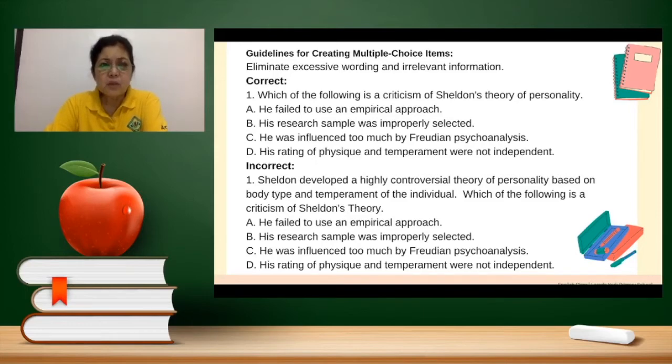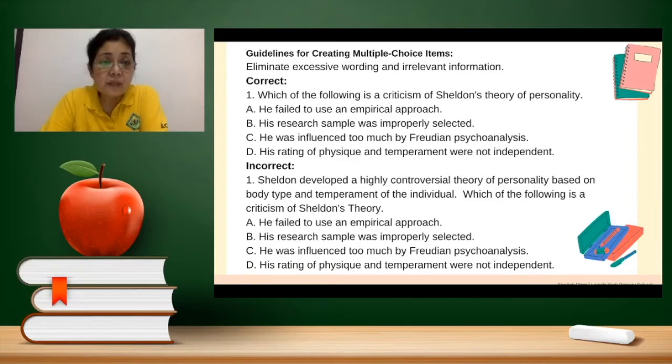Example number one, which of the following is a criticism of Sheldon's personality? So you have here the choices. Okay. He failed to use an empirical approach. His research sample was improperly selected. He was influenced too much by Freudian psychoanalysis. His rating, physique, and temperament were not independent.